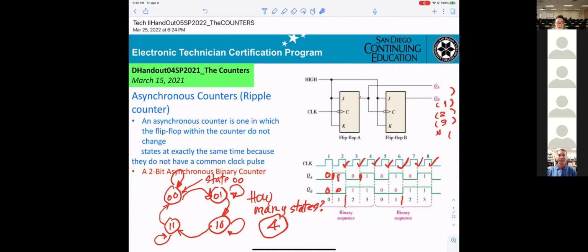And a synchronous counter is one in which the flip-flops within the counter do not change state at exactly the same time because they do not have a common clock. That means the clock goes only to the first flip-flop, and the second flip-flop gets its clock from the output of the first one. If you tie the clock of everything together, that will be a synchronous counter.